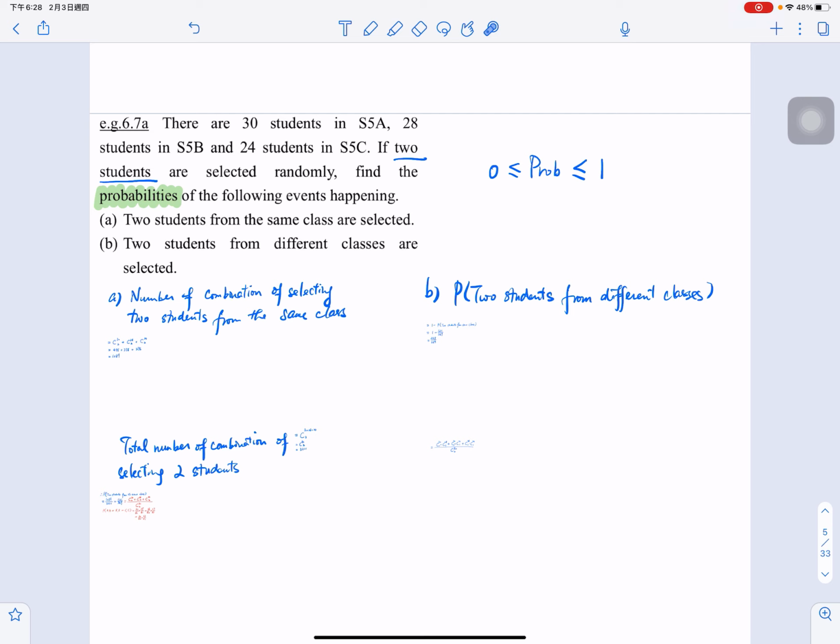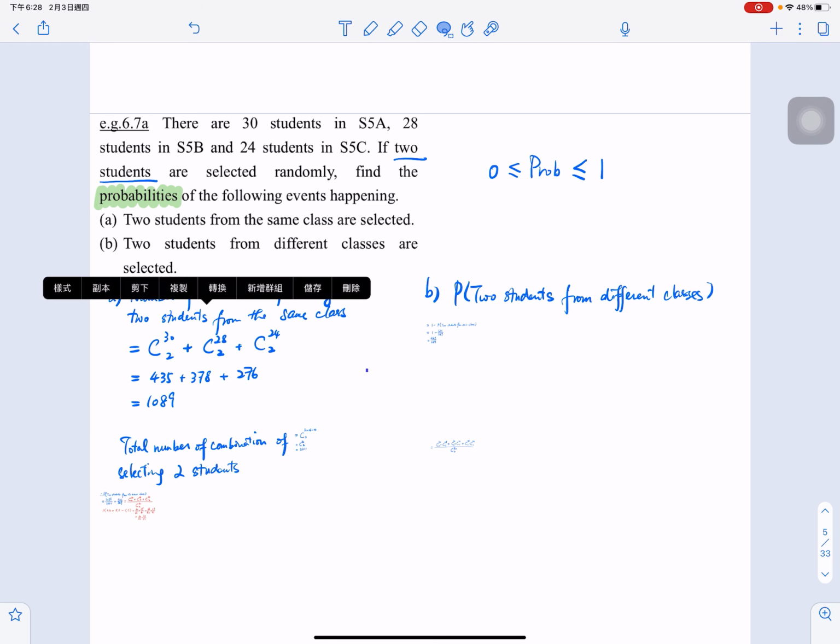So remember, you need to think about the probability. That means you need to think about the total number of outcomes and favorable outcomes. Let's see part A. 2 students from the same class are selected. Okay, 2 students from the same class. How to think about it? Let's see.